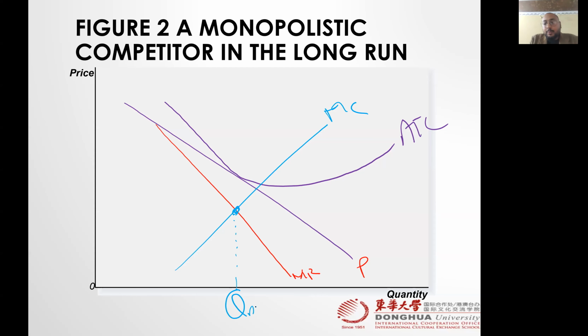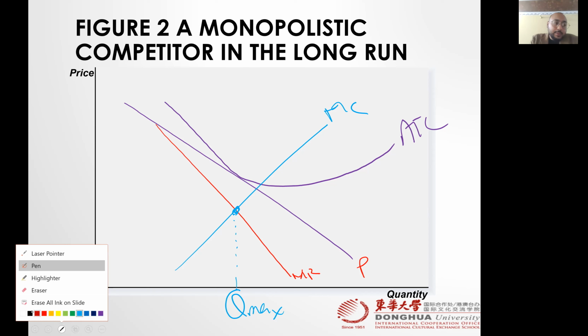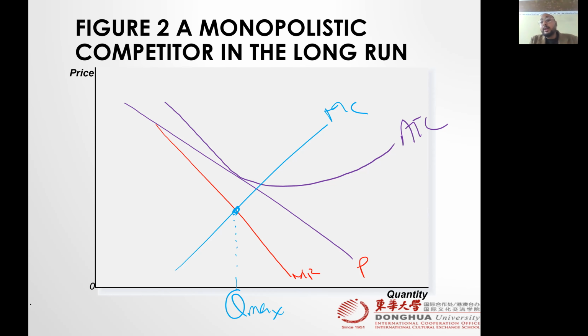That would be C over Q max. And remember, by producing Q max, what is the price? It is on the price line. And what is the quantity? Quantity is on the x-axis. And what is the cost? Cost is on the average total cost.